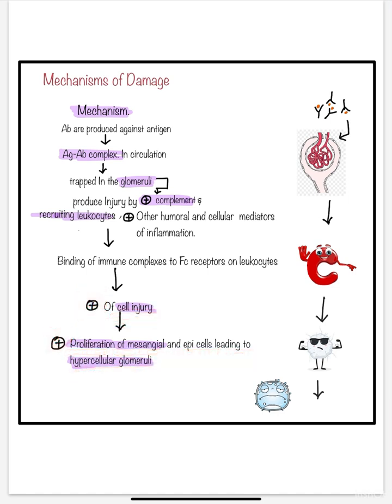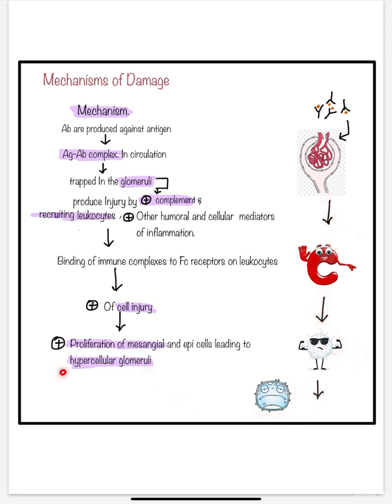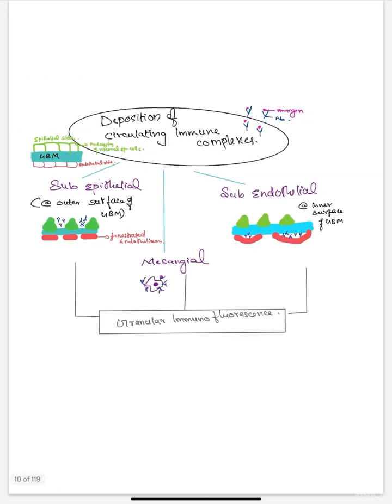So what is the mechanism? Antibodies are produced against the streptococcal antigen, so antigen antibody complexes are formed. They get trapped within the glomeruli, and then they stimulate the complement system. This causes cell injury and inflammation, thus causing hypercellularity of the glomeruli, or proliferation of the mesenchymal and epithelial cells. So this is the basic idea of the pathology.